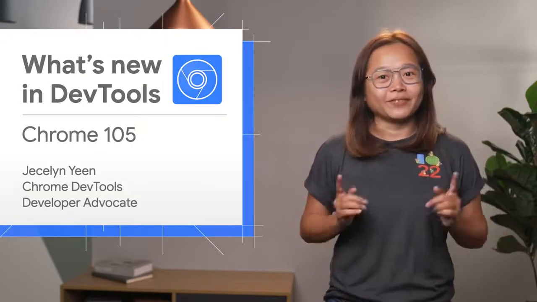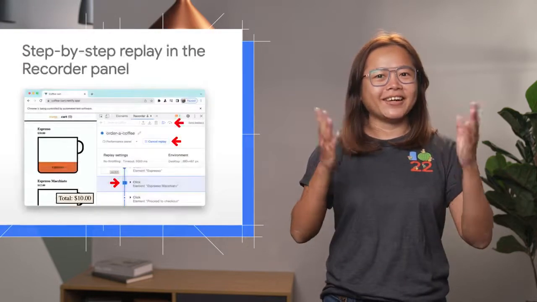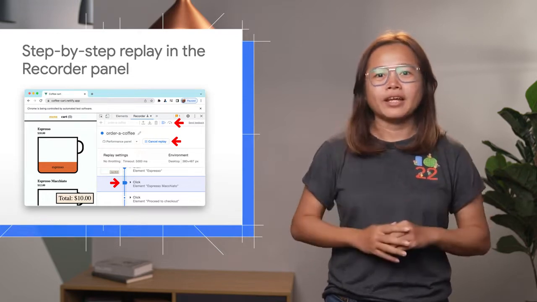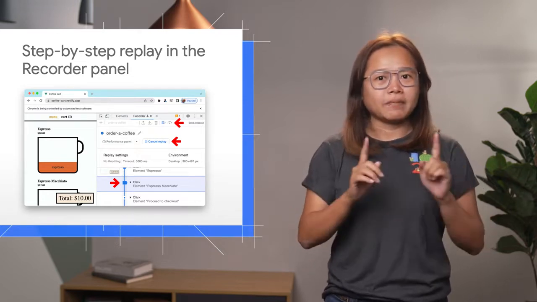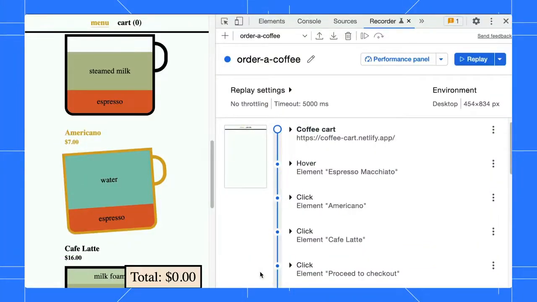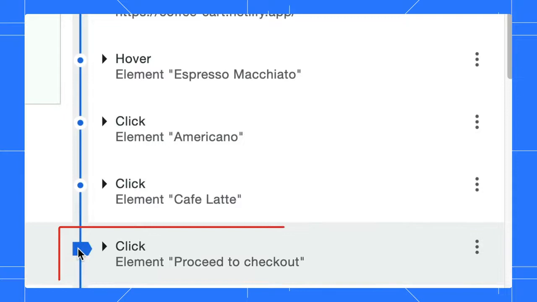Let's dive into what's new in DevTools in Chrome 105. First up, a highly requested feature. You can now set a breakpoint and replay user flow step by step in the recorder. Here, I recorded a user flow to order coffees. Let's set a breakpoint at the checkout step by clicking on the blue dot next to it.